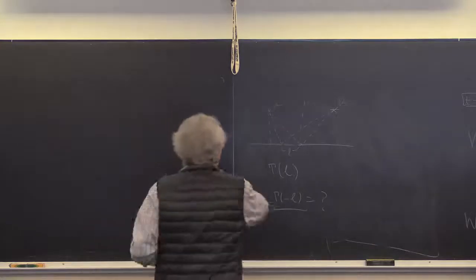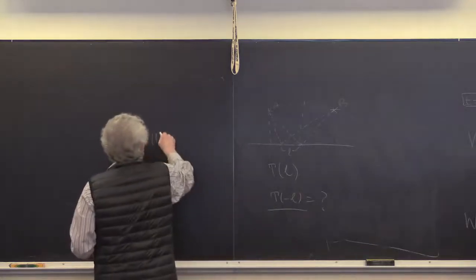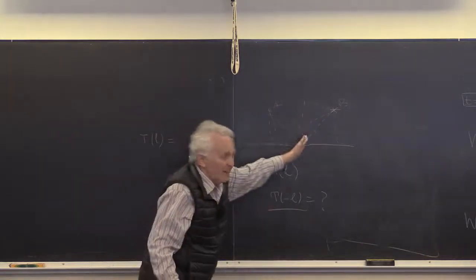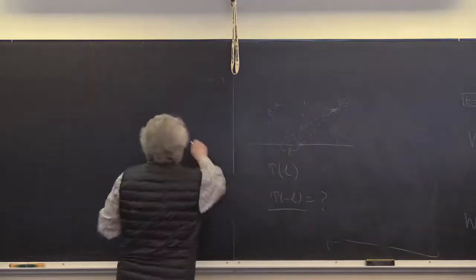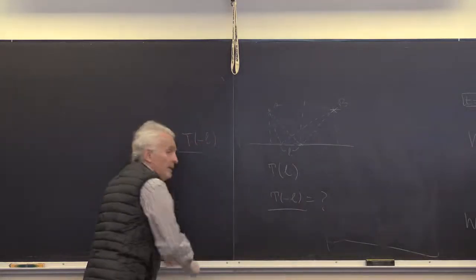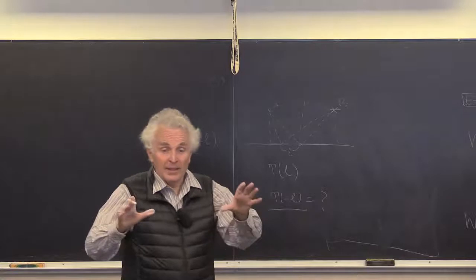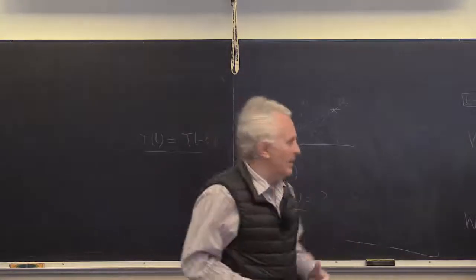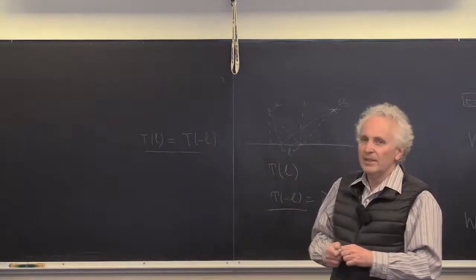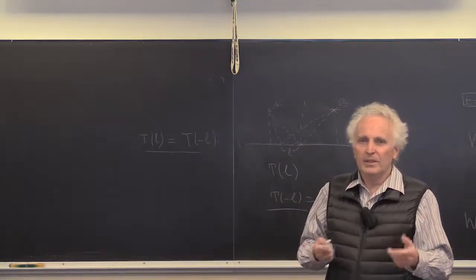Yeah, okay. So T of L, it's obvious, it's again symmetry with respect to reflection. T of minus L. Okay, now you have it all. Last logical step will tell you that T of L is extremal, is an extremum.